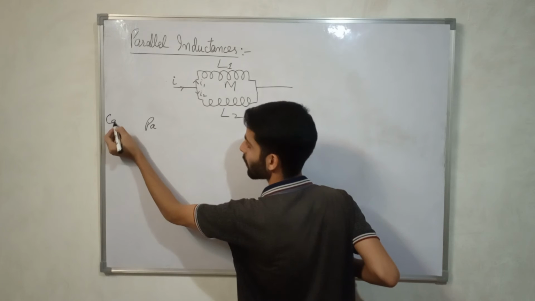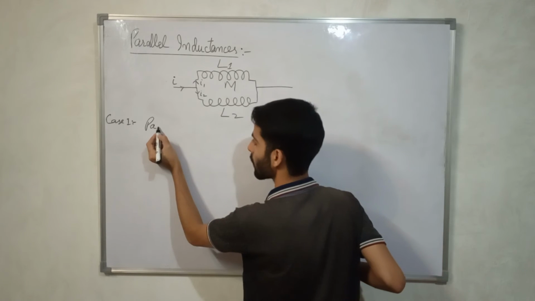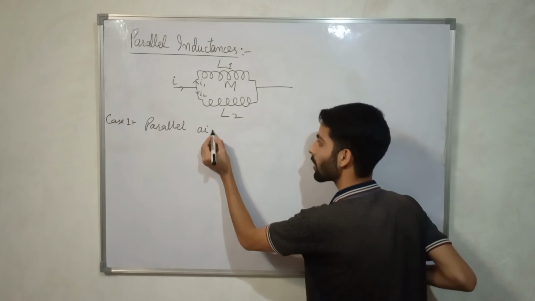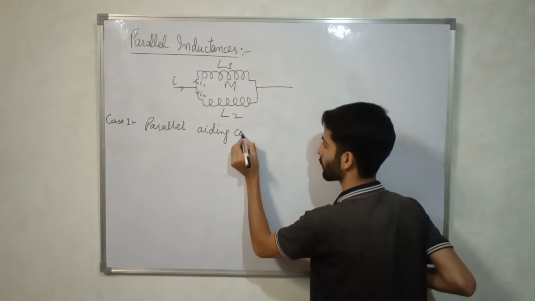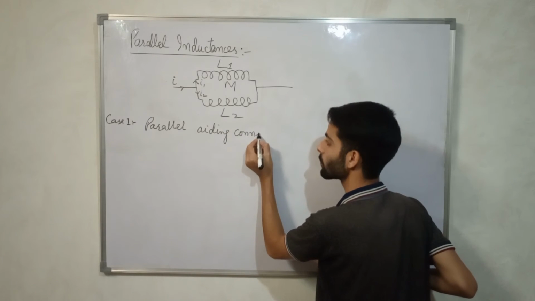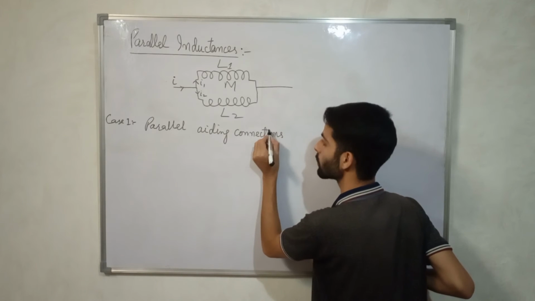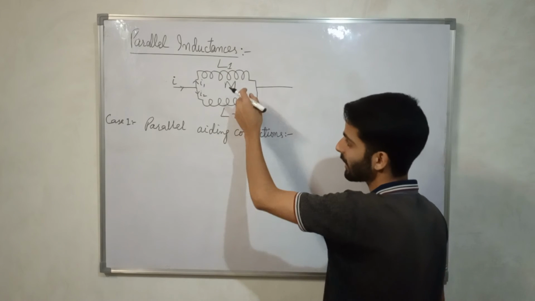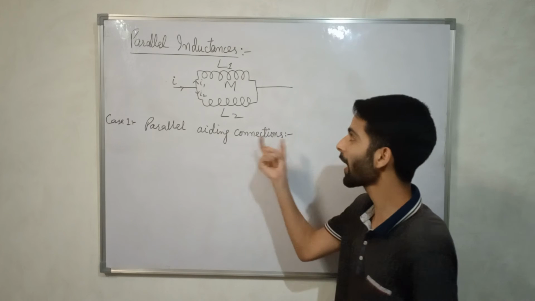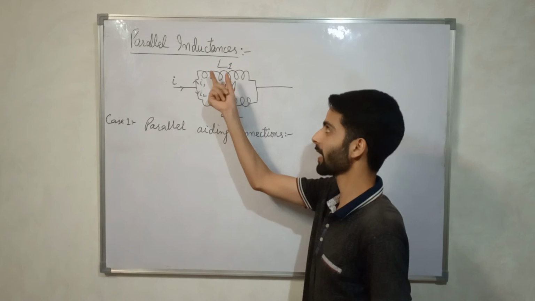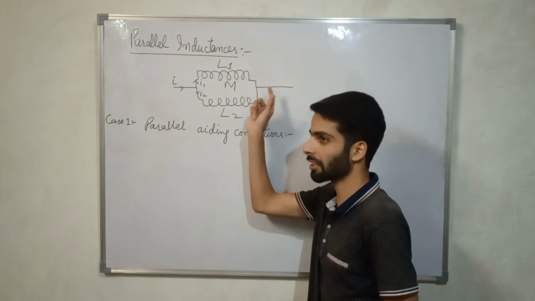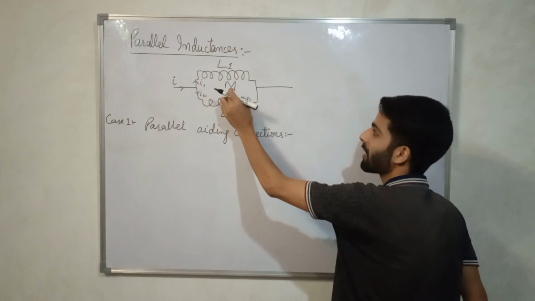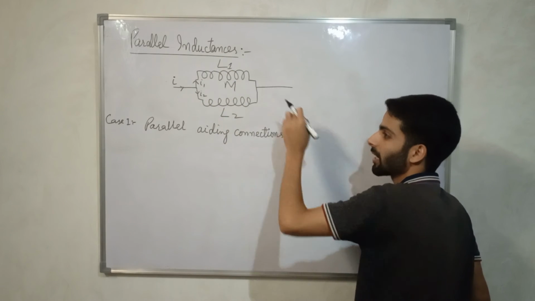Again the same case, parallel case first. Parallel aiding connections. In that case, what will happen? In parallel aiding connections, the direction of the flux lines in this one and this one will be the same, they will be aiding one another, and this mutual inductance will be aiding the individual self inductances.